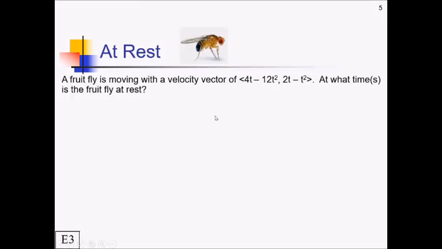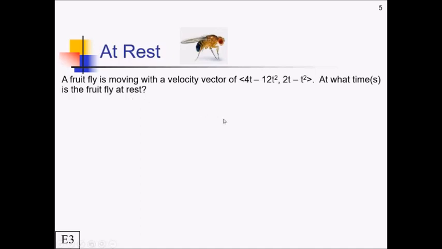In this example, we have a fruit fly moving with a velocity vector given as follows here. We want to know when this fruit fly is at rest. So you might remember with parametrics, figuring out times that we had horizontal versus vertical tangent lines, where one of these things had to be 0 and the other was not supposed to be 0.